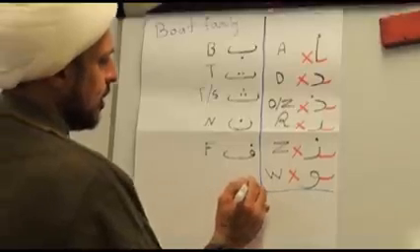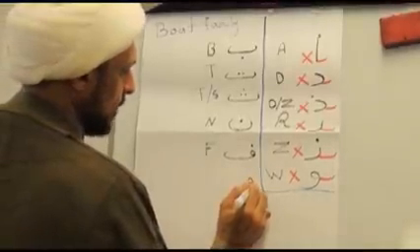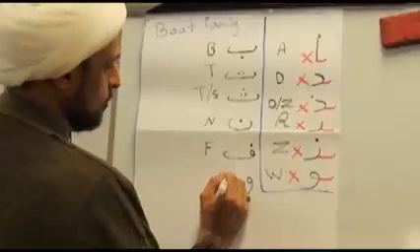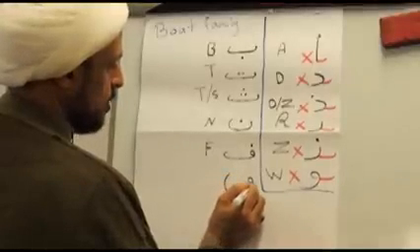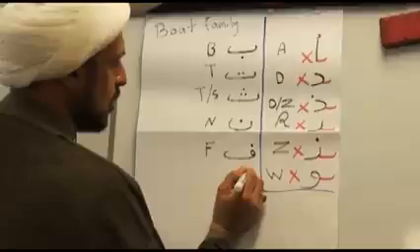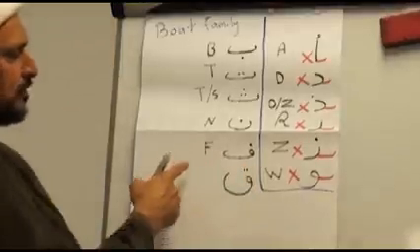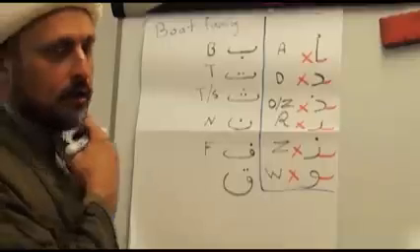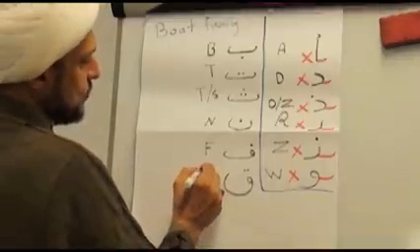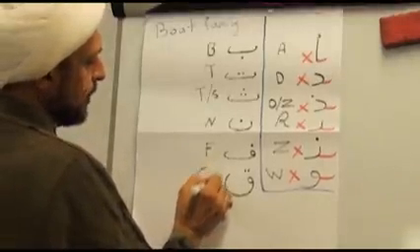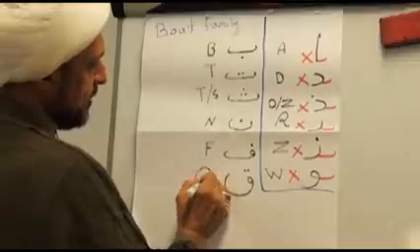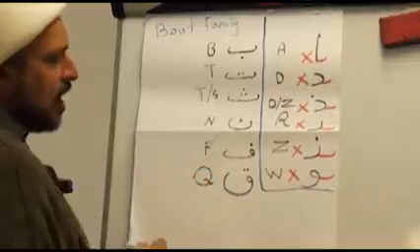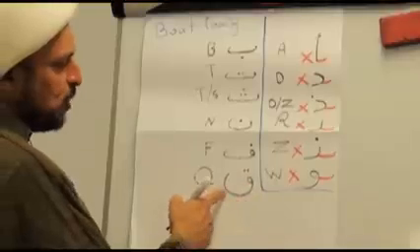And then we have qaf. It's like a boat as well, with two dots. So the difference between fa and qaf: qa, it's like a crow. Qa, qa. It's similar to Q. Qa, qa. So it's like a boat.